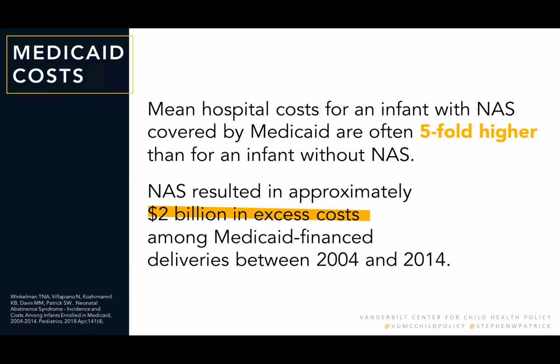From 2000 to 2014, from some of our work nationally, Medicaid had an excess of $2 billion that was spent in hospital costs just for neonatal abstinence syndrome, just for the birth hospitalization. This is essentially what it costs to care for neonatal abstinence syndrome after you subtract the normal newborn costs. Next slide.